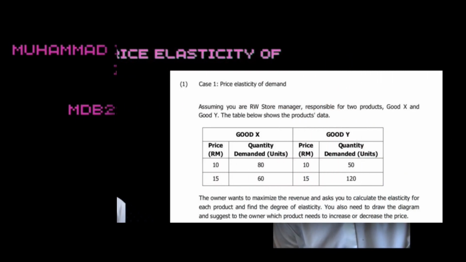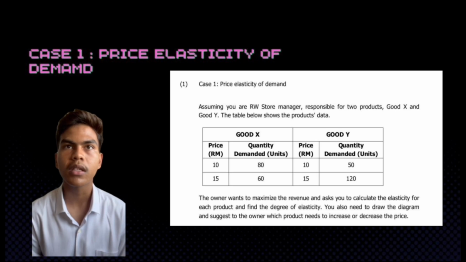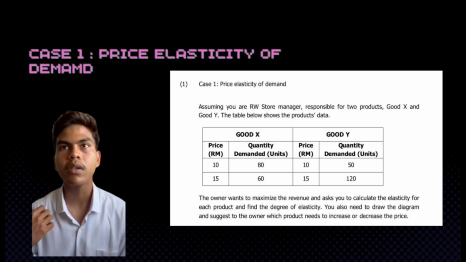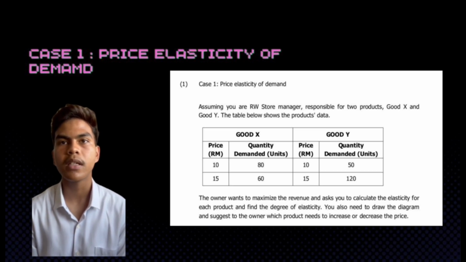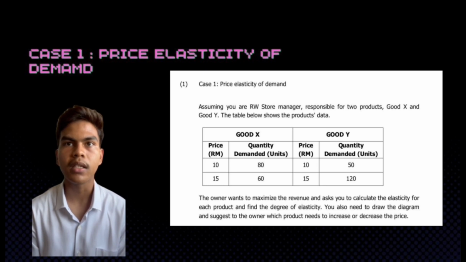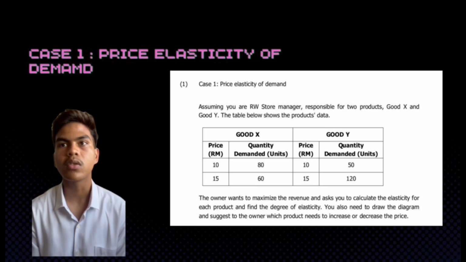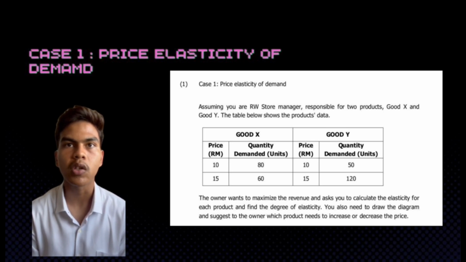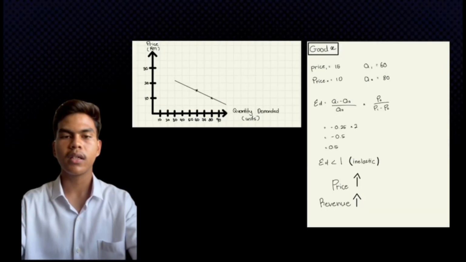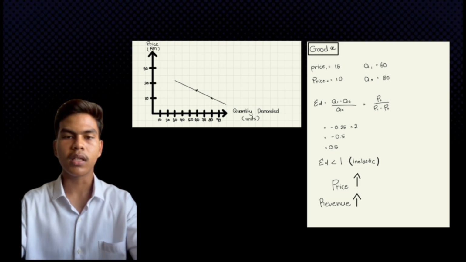Case 1. Price elasticity of demand. Assuming you are the RW store manager responsible for two products, Good X and Good Y, the table below shows the products data. In the slide, the owner wants to maximize the revenue and asks you to calculate the elasticity for each product and find the degree of elasticity. You also need to draw the diagram and suggest to the owner which product needs to increase or decrease the price. For Good X, the first price is 10 and the second price is 15. For the quantity, the first one is 80 and the second one is 60.